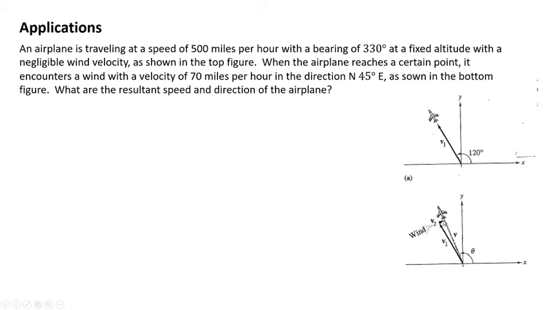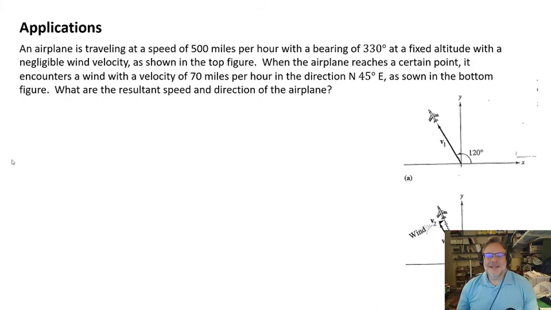It has a wind velocity that is pushing it off course just a little bit, going in this direction here, and the wind velocity is 70 miles per hour in the direction north 45 degrees east, so it's diagonal in this direction, as shown in the bottom figure. So what's the resultant speed and direction of the airplane here?